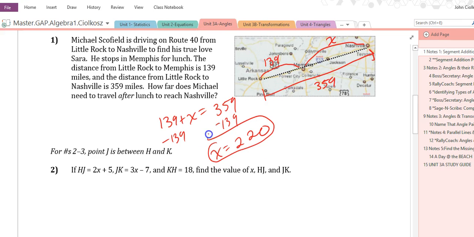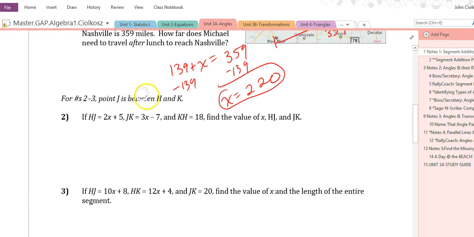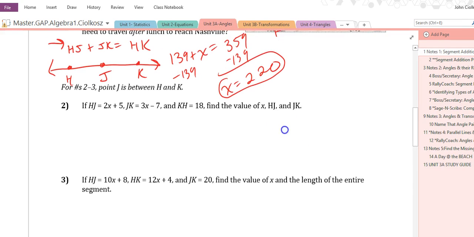Alright, now let's crank it up a notch and bring some algebra in here. Okay, so we're told point J is between H and K. So what that means is that here's some point H, here's some point K. If J is between, that means J is in the middle. So our theorem here would be HJ plus JK equals the whole of HK. So we're going to use that to solve problems 2 and 3.